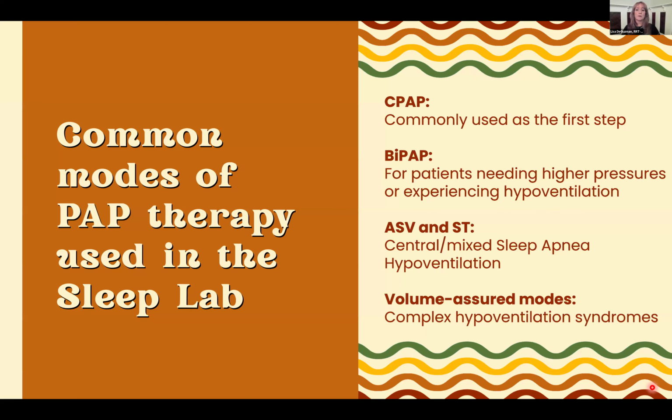BiPAP is used for patients with higher pressure. Sometimes they're not able to tolerate the high CPAP pressures, or we need to go beyond that. Or they're experiencing hypoventilation. So it gives us that bi-level, mimicking the breath to help us increase the pressure when we breathe in, decrease when we breathe out to make it a little easier.